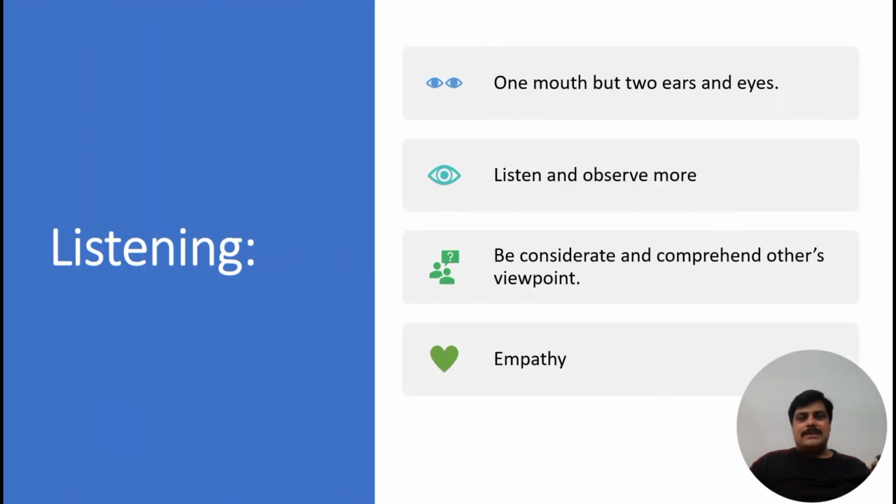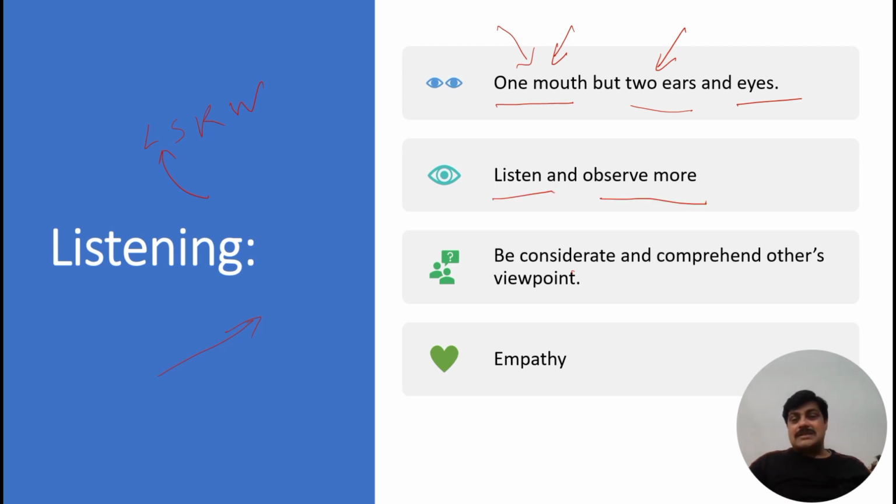Coming to another point, listening. Now here we are just going to talk about listening. In language skills, LSRW, listening is the most important skill, right? And that's why God has given us one mouth but two ears and eyes. So it means we should listen more, speaking less and listening more. That must be the principle of a wise person. It is already said by Confucius.